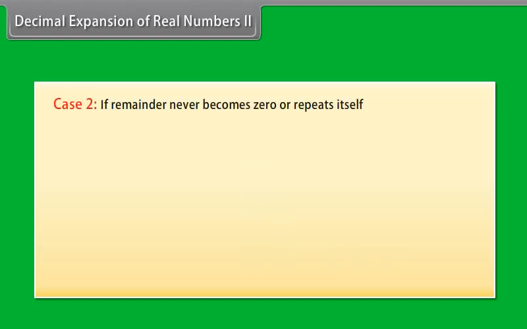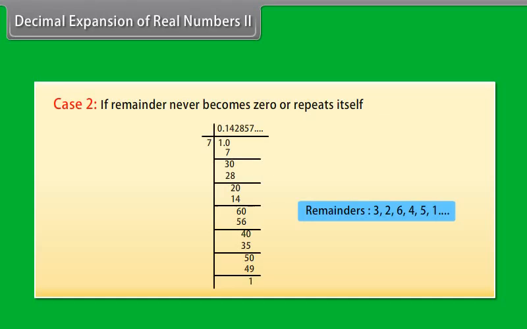Case 2: if the remainder never becomes 0 and repeats itself, then the decimal expansion of such numbers is non-terminating recurring. Let us now have a look at one example. 1 by 3 is a rational number. The decimal expansion of 1 by 3 is 0.3, 3, 3, 3, and so on. We can see that 3 is repeating here. We write it as 0.3 bar.